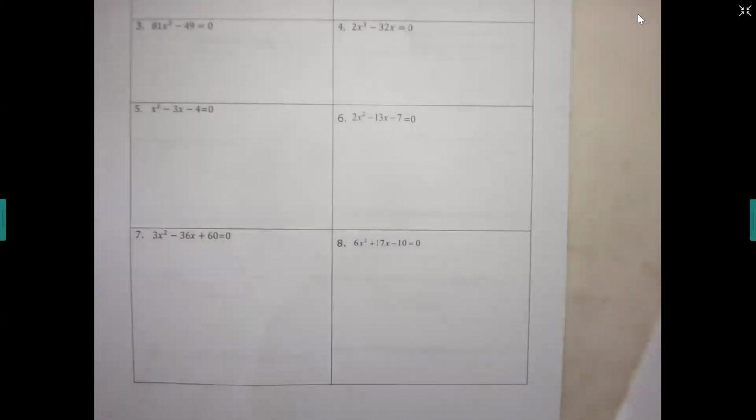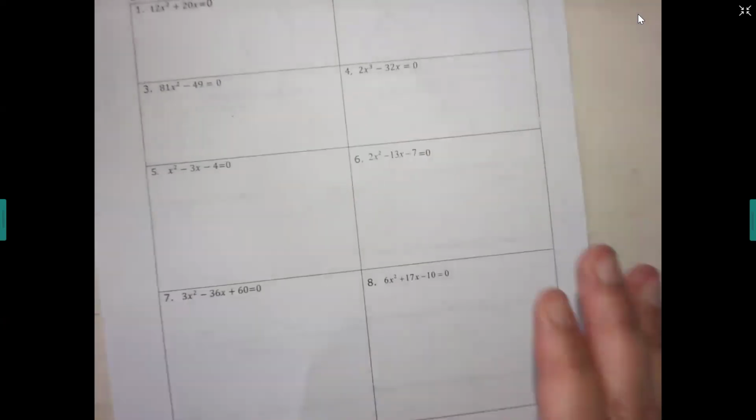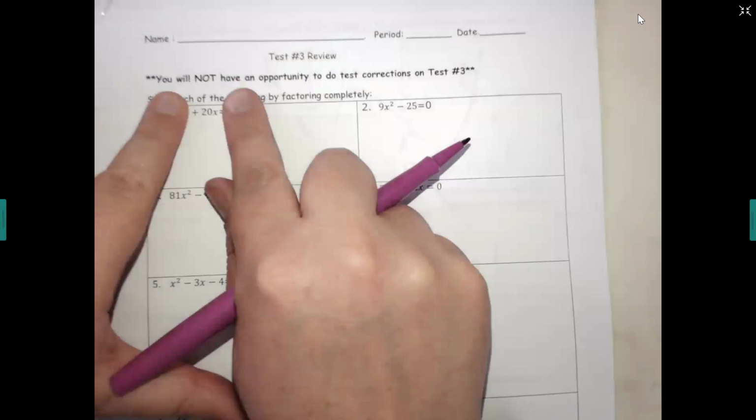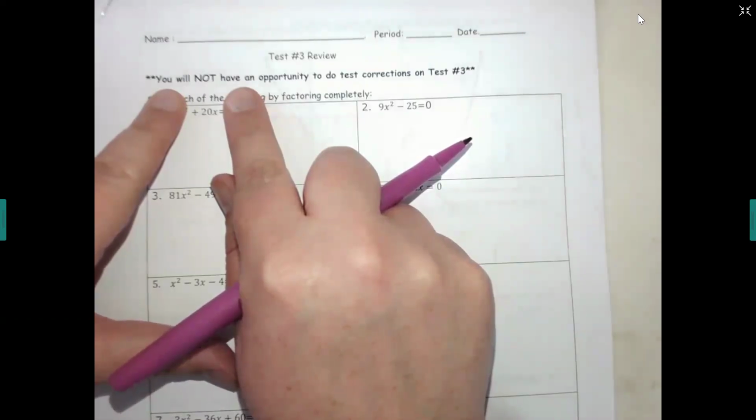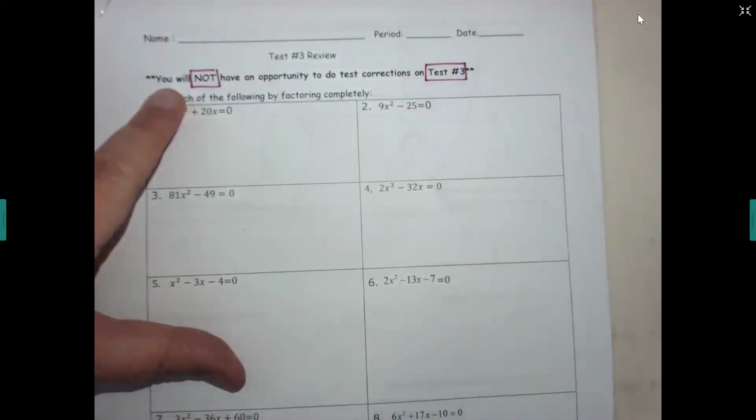Okay, let's go ahead and get started. Okay, little precious 8th period. So you are taking your test on Wednesday. I do want to draw your attention to right here. Test 1 and 2, you're allowed to correct. Test 3, you can't because the quarter's over. So if there has been a pattern of, oh, I'll just correct it later, you can't do that for the 3rd test. You will not be able to do test corrections on test number 3.